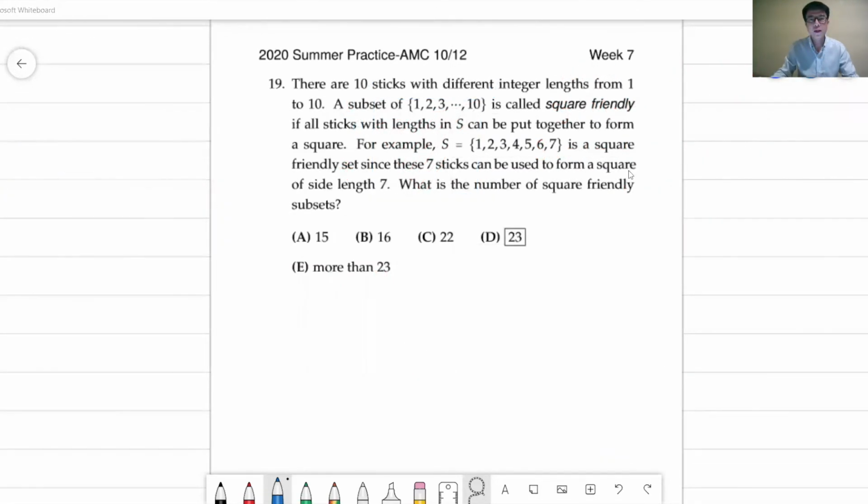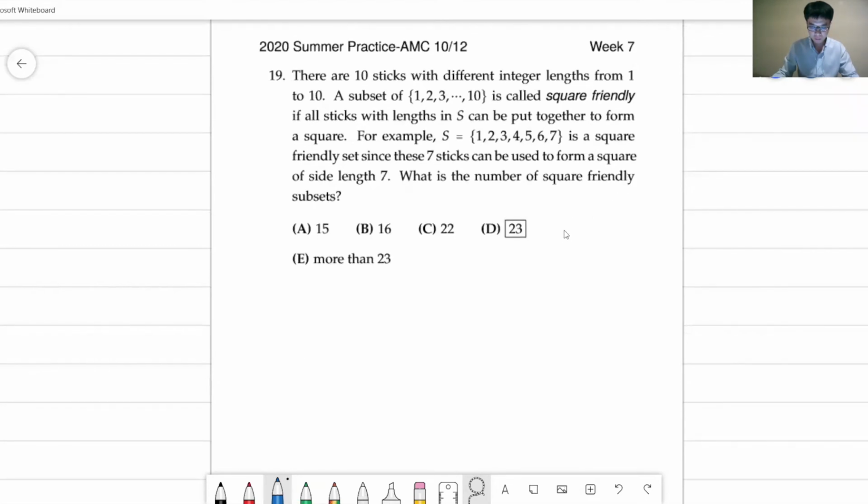All right, problem 19. So we have 10 sticks with lengths from 1 to 10. We need to find some of the sticks to form a square. The question is, how many different sets of the sticks will be possible to use to form a square? Okay. All right, let's first consider the possible values of the side lengths of the square.